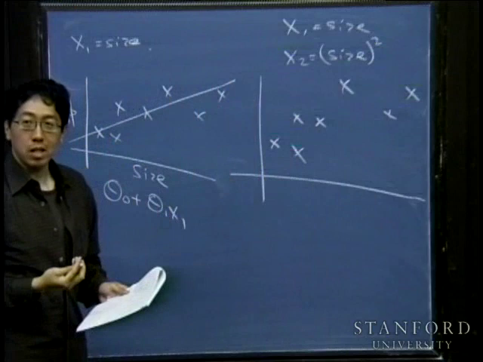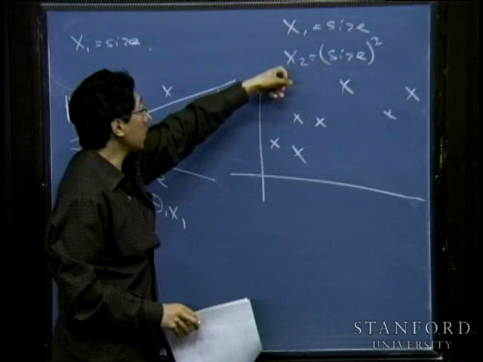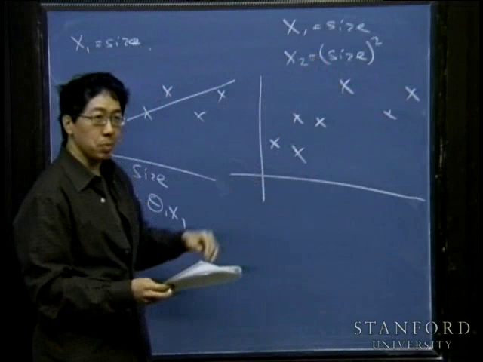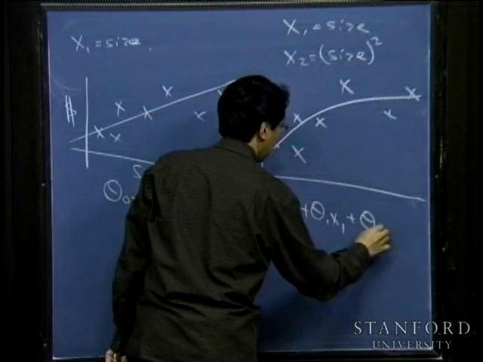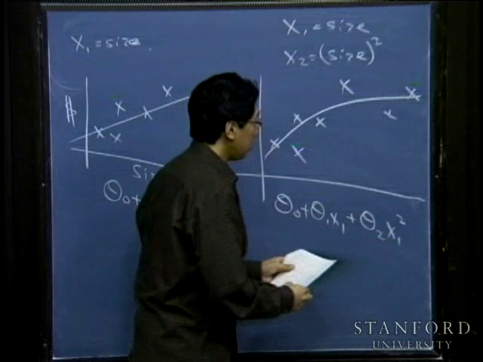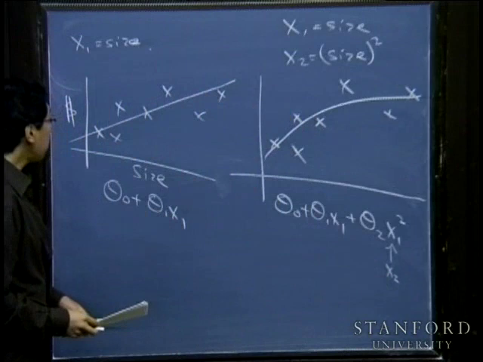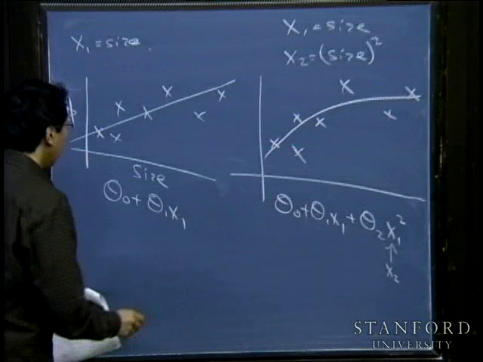So x1 is the size of the house in, say, square footage, and x2 is just whatever the square footage of the house is, squared. This would be another way to come up with a feature. And if you do that, then the same algorithm will end up fitting a quadratic function for you, theta 2 x1 squared, because this is actually x2. And depending on what the data looks like, maybe this is a slightly better fit to the data. You can actually take this even further.